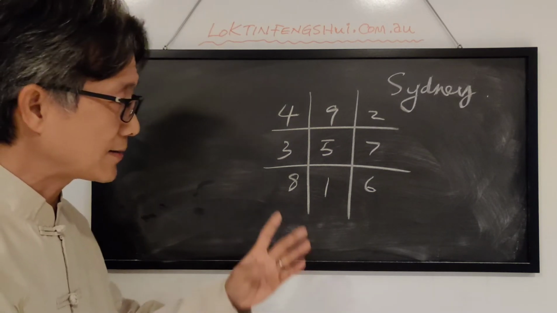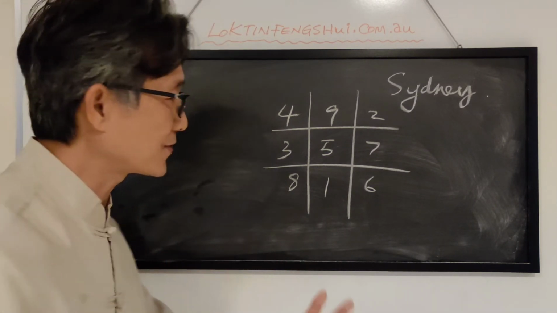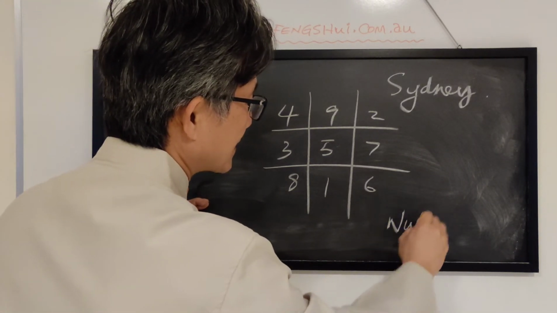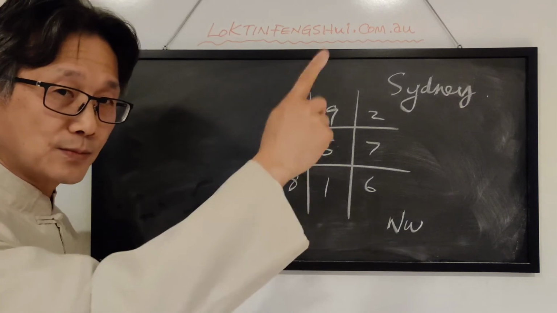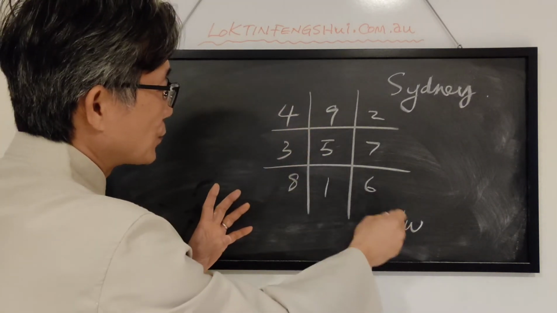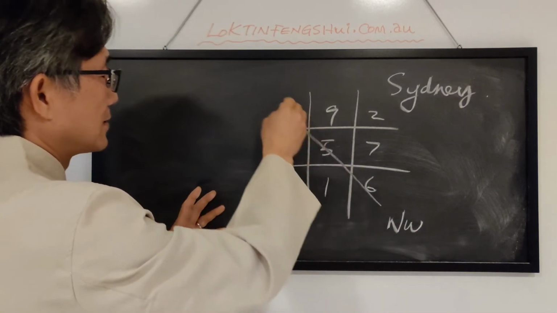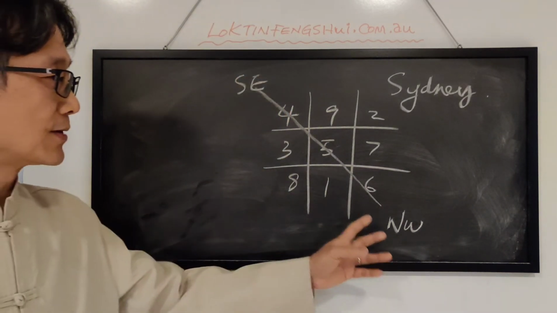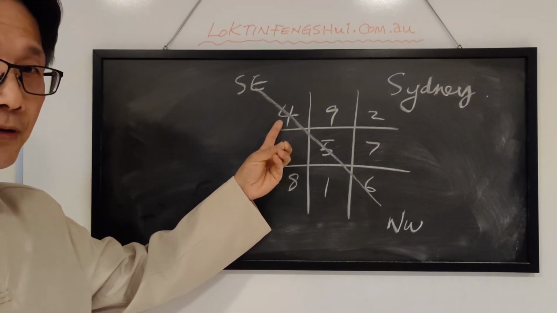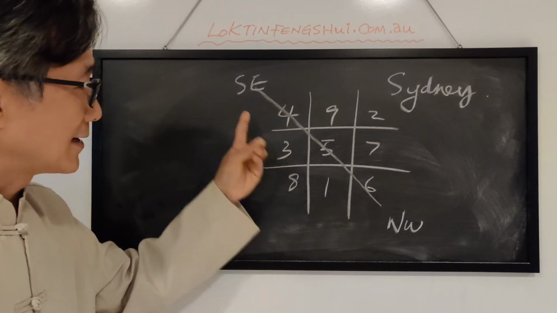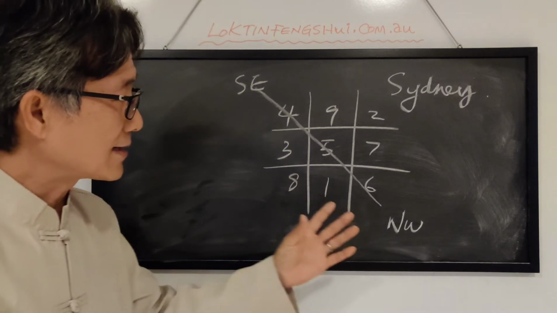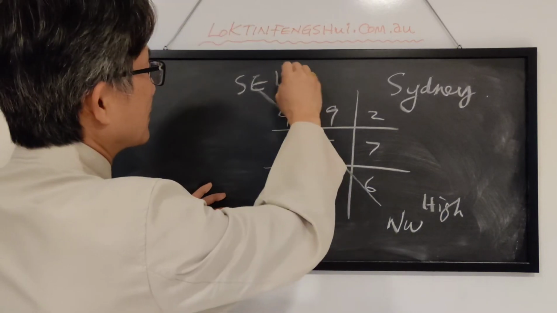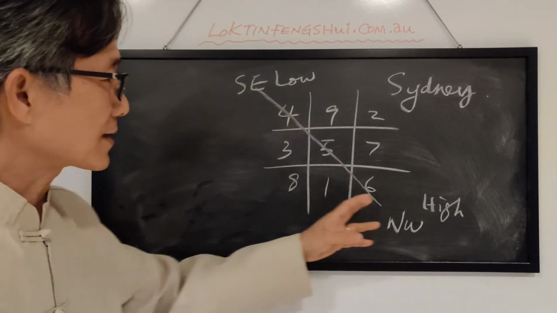Sydney, the Parramatta River actually flows from the northwest, near the Blue Mountain area, toward the southeast. So that is period 4. That's period 4. So period 6, this side is higher, this is lower. That means period 6 will be very good.